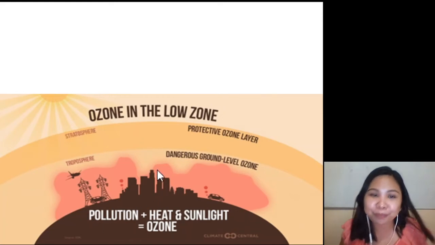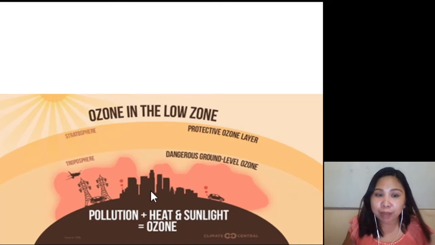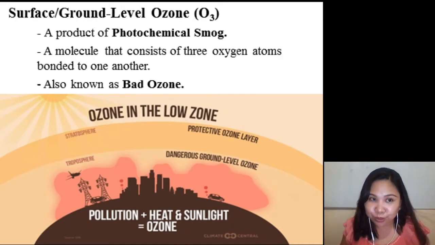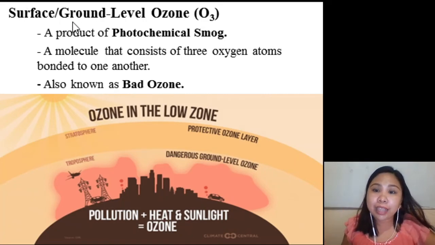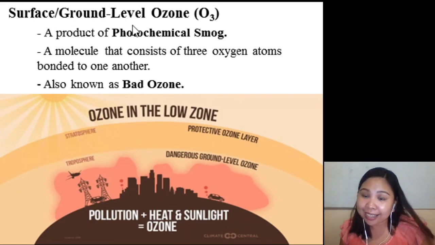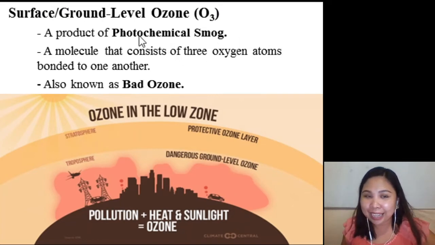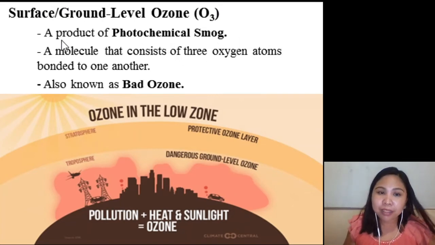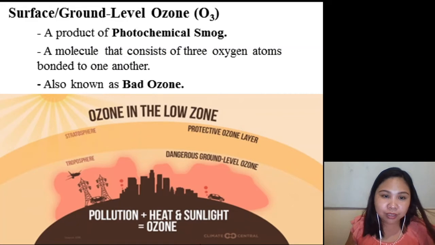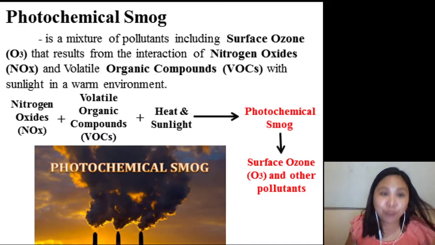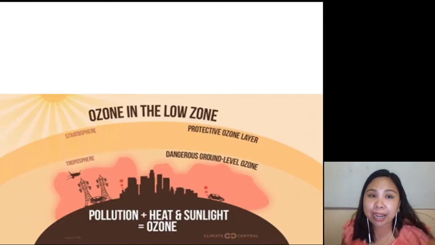Okay? So, eto na yun. Eto yung isa sa bumubuo ng photochemical smog ay tinatawag nating bad ozone. Okay? So, ang tawag natin doon sa bad ozone ay surface or ground level ozone. Ozone din siya. Okay? So, this is a product of photochemical smog. So, nakita nyo kanina, yung photochemical smog, whenever nag-combine yung NOx and VOC, pag nag-combine with heat coming from the sunlight, nagkakaroon ng byproduct na ozone.